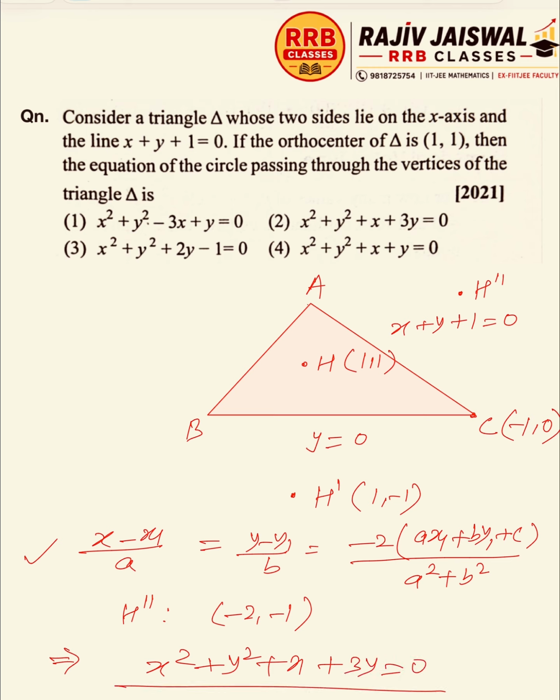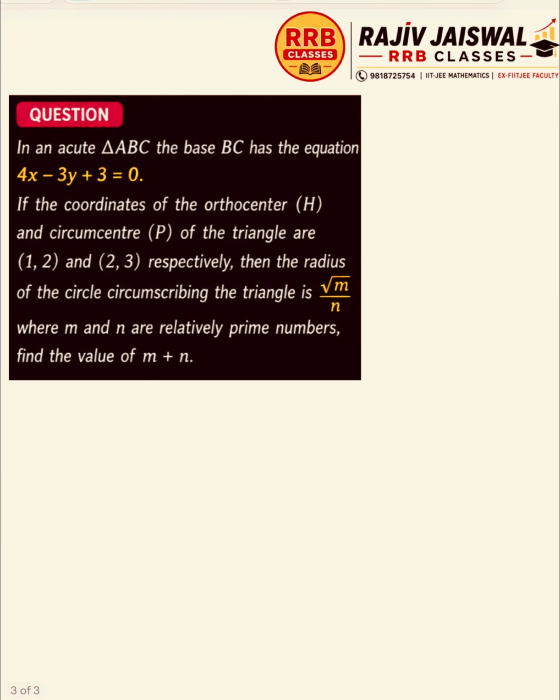I am not finding the equation of the circle in detail because the main concept here is that we need to know that the image of the orthocenter from the sides lies on the circumcircle. As we get 3 points on the circumcircle, we can easily find the equation of the circle. This is a simple question, so I am not solving that. Our purpose is the reflection property of the orthocenter. Now let's consider another example based on the same concept.